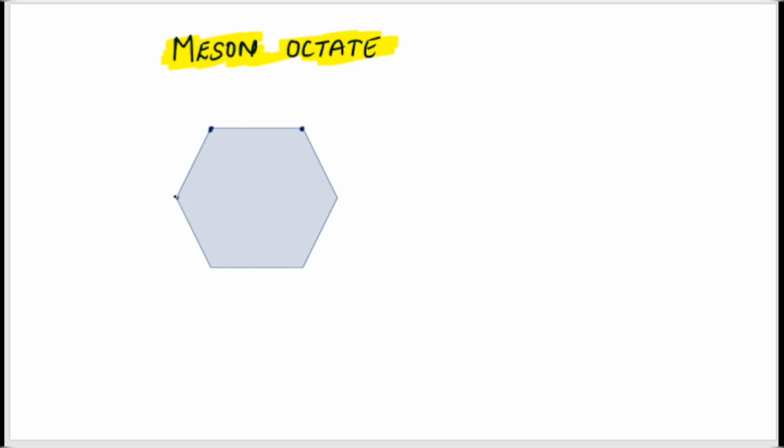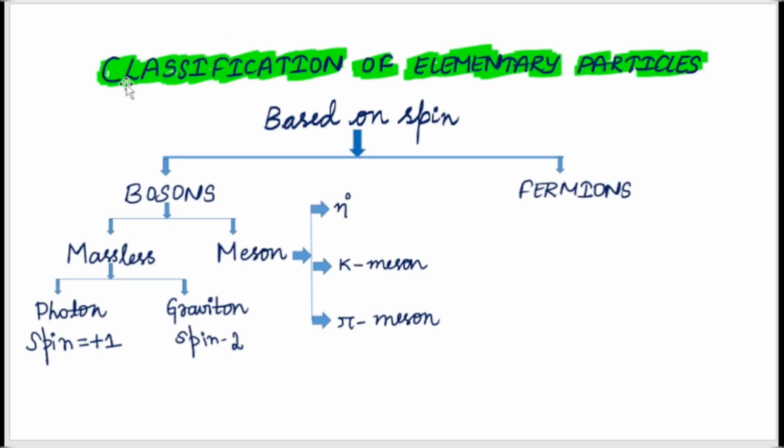See, we have 6 particles at the corners of this octet structure, and 2 more particles will be inside. They are saying it is clearly the meson octet too. Based on the spin, bosons are classified into 2 particles, that is massless and the meson, right? Under meson we have three particles, that is eta meson, K meson, and pi meson.